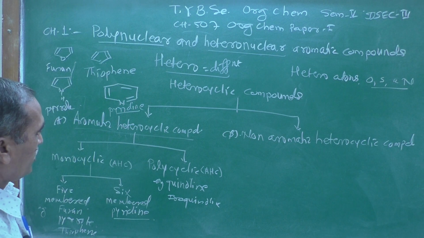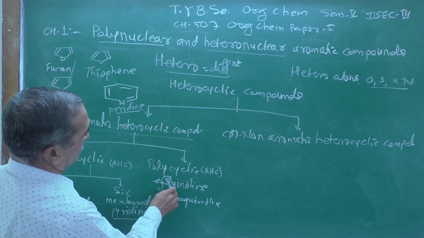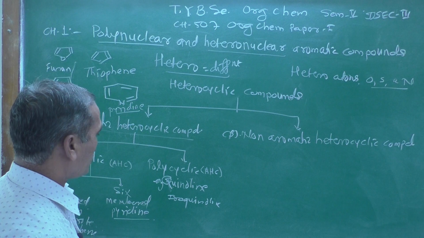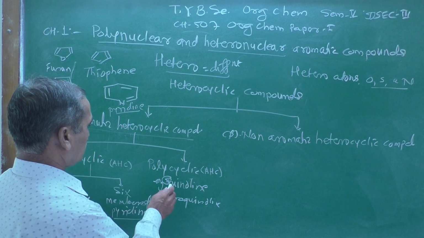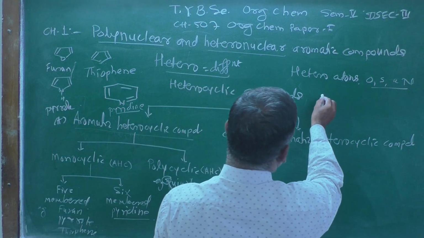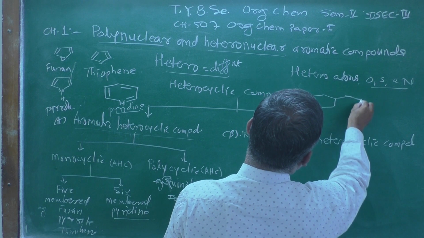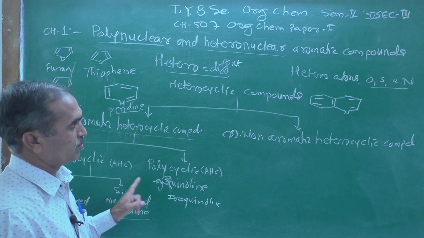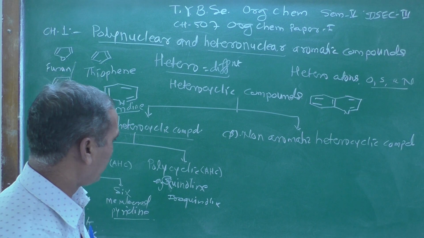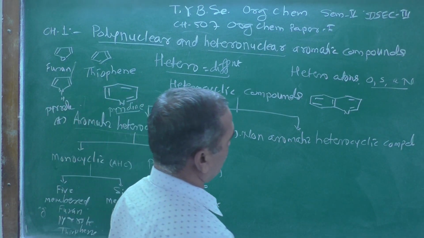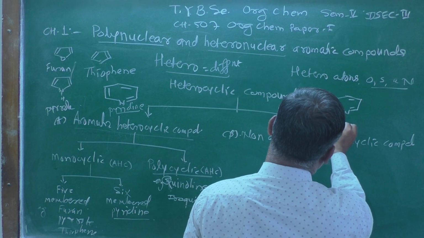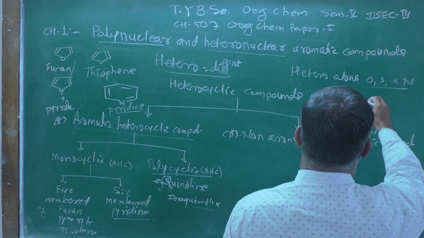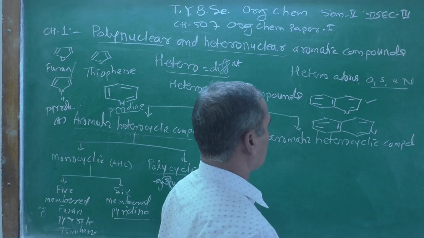Now quinoline and isoquinoline belong to the polycyclic aromatic heterocyclic compounds. The example of quinoline I am showing over here. You can remember, this is one benzene ring and one pyridine ring fused together. That type of structure is known as quinoline. It belongs to the polycyclic type. In isoquinoline, only the position of the nitrogen atom changes, and the resulting compound is known as isoquinoline. The above one is quinoline and the second structure is isoquinoline.